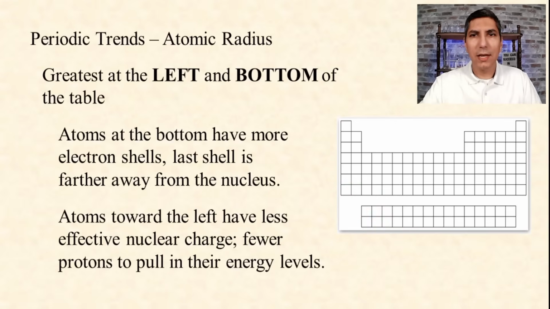Now, atoms toward the left side of the periodic table have a less effective nuclear charge. What that means is, all of these atoms in period 6, for example, all have 6 electron shells, and so you might think that their atomic radius is about the same. The thing is, the atoms on the left side have fewer protons to pull in those 6 energy levels, or those 6 electron shells. So that means that those outermost electrons can veer farther away from the nucleus, and so that's why these atoms on the left side are larger and the ones on the right side of the table are smaller.